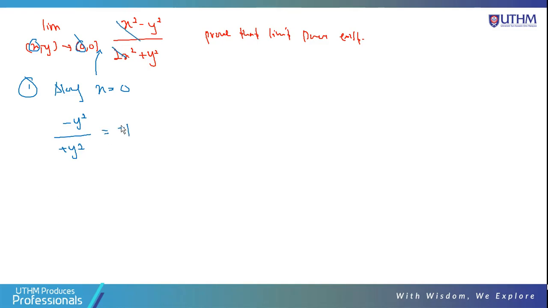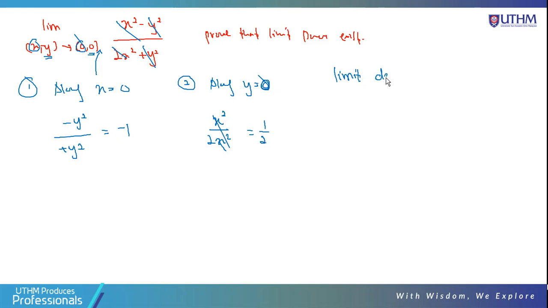And the second one, you choose another path, along y equal to 0. So with y equal to 0, you remain with x squared over 2x squared; simplify, and the answer is 1/2. So the definition says the limit doesn't exist.